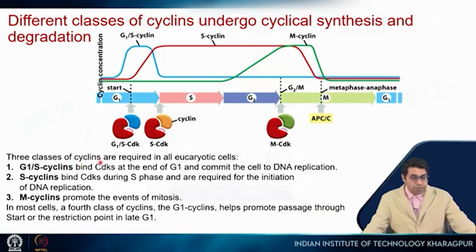There are three classes of cyclins that are required in eukaryotic cells. The first one is the G1 to S cyclin, which is shown here in blue, right.